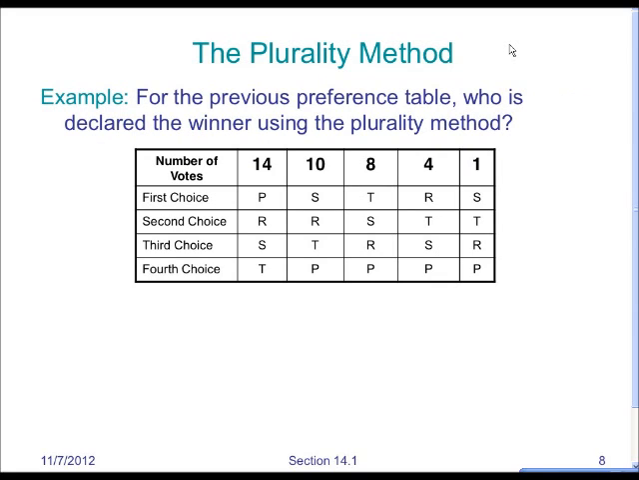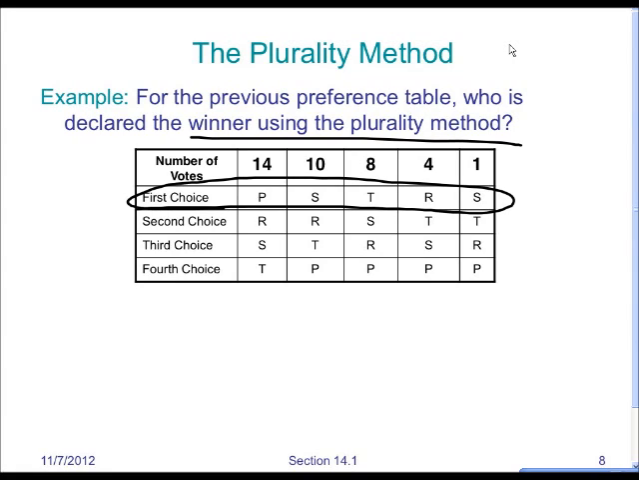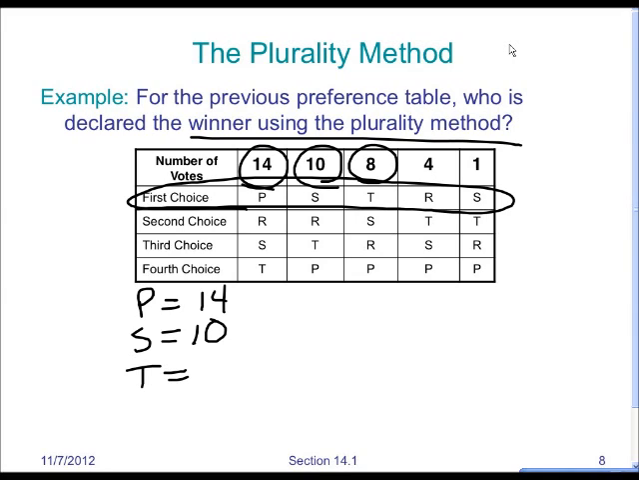So we've got the same preference table. Who would be the winner using the plurality method? So we look only at the first place votes. And we see Paul got 14 here. Sarah got 10. Tim gets 8. Rita gets 4. And notice here is a Sarah. So we're going to add one more first place vote to Sarah.